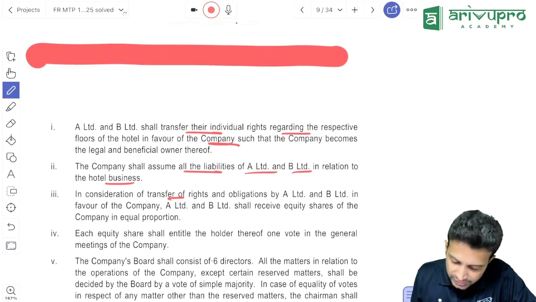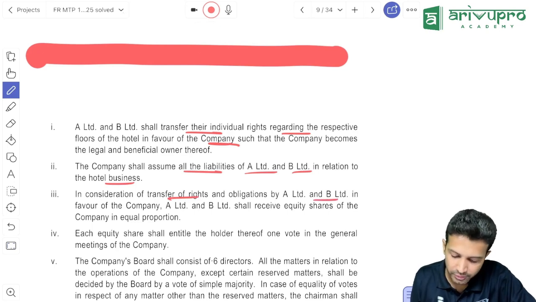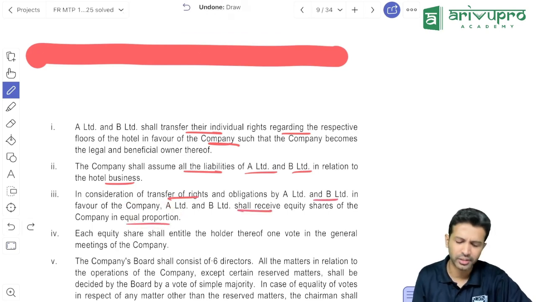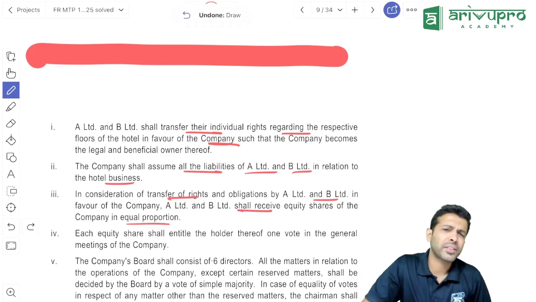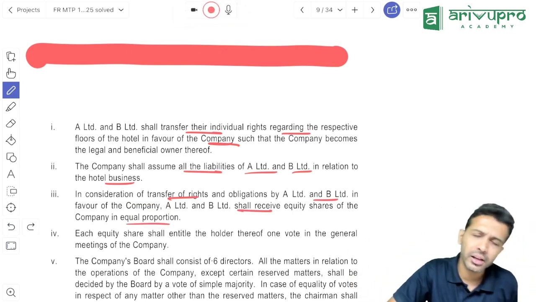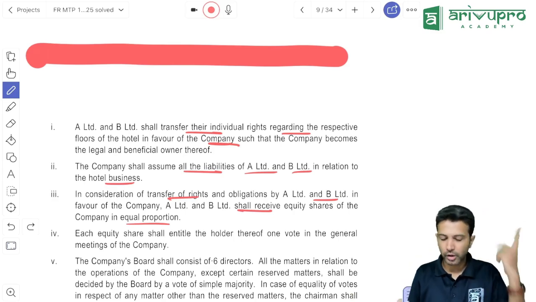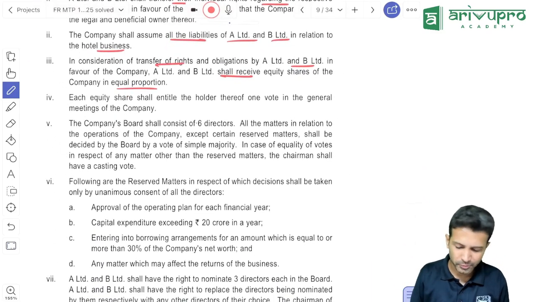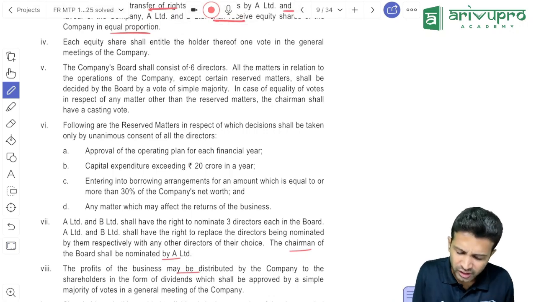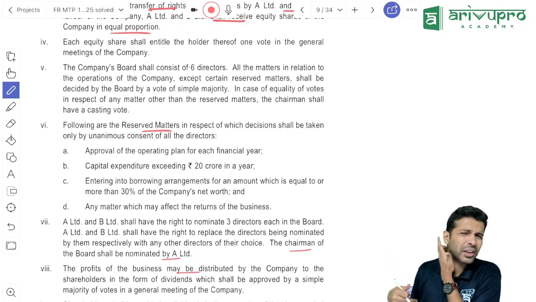Okay, sir. In consideration of the transfer, A and B transferred assets to the company, and in return A and B will receive equity shares of the company in equal proportion. Obviously, they've got some equity shares. That's what they've given. Rest, they've given some additional details.